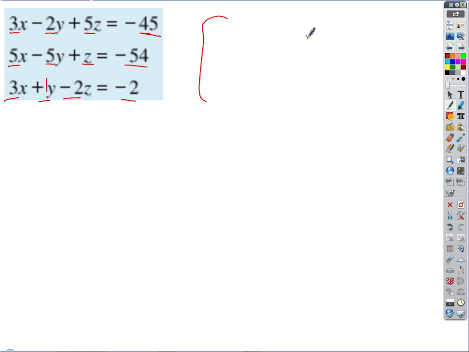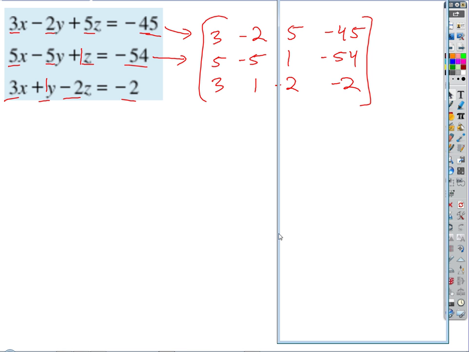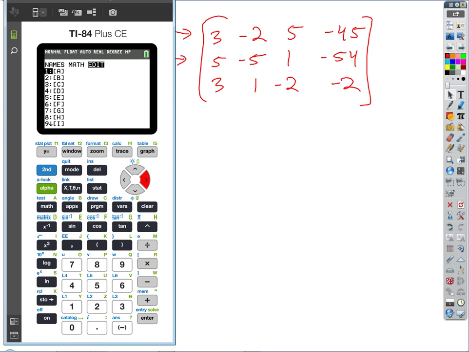So the matrix would look like this. The first row of the matrix would just look like 3, -2, 5, -45. The second row would just look like 5, -5, 1. The coefficient of z there is 1. And then -54. Third row would look like 3, 1, -2, -2. And here's where we get to use our calculator to do all the heavy lifting for us. So there's our matrix.